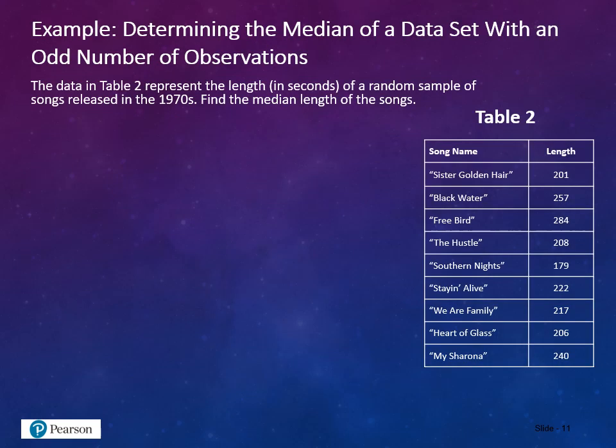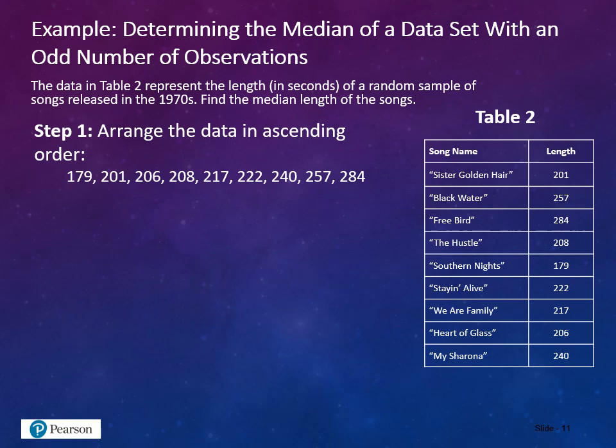So let's do a couple examples. Determine the median of a data set with an odd number of observations. The data in Table 2 represents the length in seconds of a random sample of songs released in the 1970s. Find the median length of the songs. Well, remember, the first thing we have to do is to arrange them in ascending order from smallest to largest. So we start with 179, and then 201, 206, 208, etc.